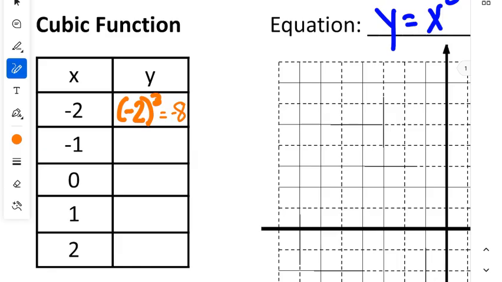Negative 2 raised to the third. What did we get? Negative 8. Third power means negative 2 times negative 2 times another negative 2. Okay, negative 1 to the third power. Negative 1. 0 to the third power. 0. 1 to the third. And 2 to the third. That's 8.